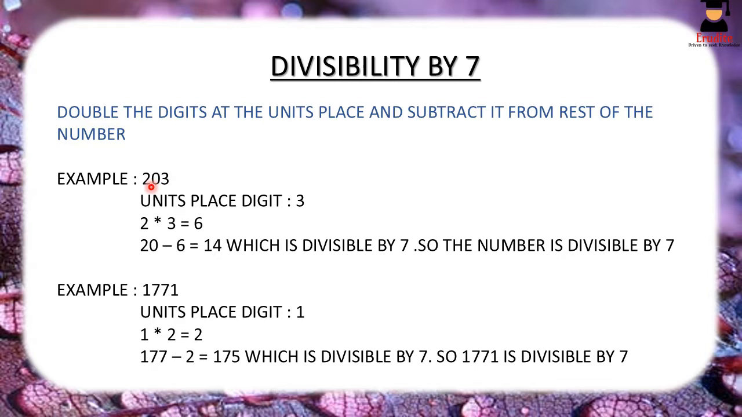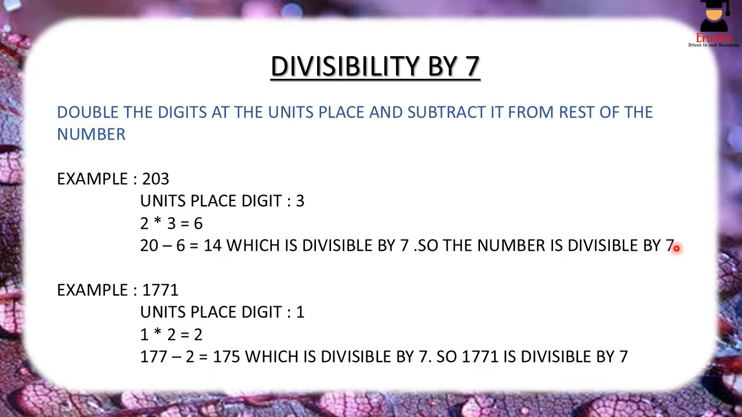Don't go for the literal meaning. Just understand what I mean to say. If I am cutting out 3 from here, I'll have 20 remaining. So before this I had the units place double as 6. What I'm going to do is subtract 20 and 6. So 20 minus 6 comes out to be 14. It is divisible by 7, so I can say my entire number is divisible by 7.